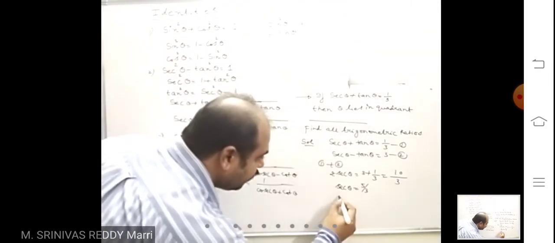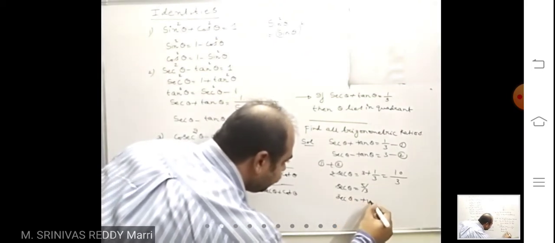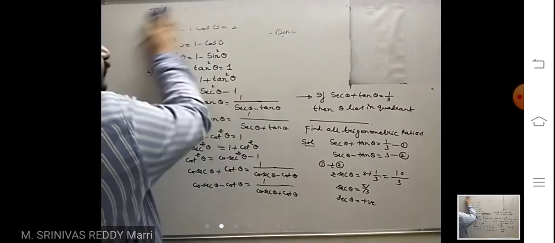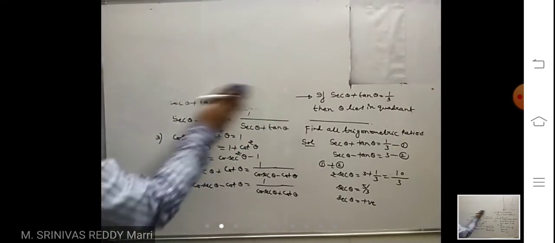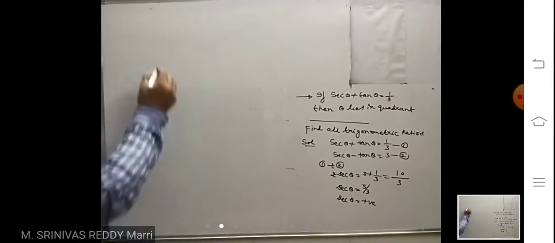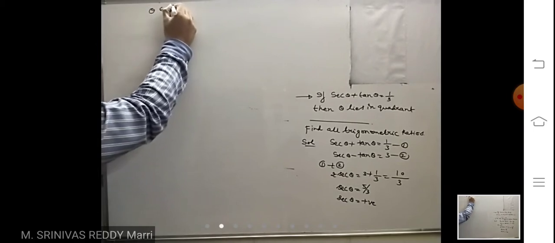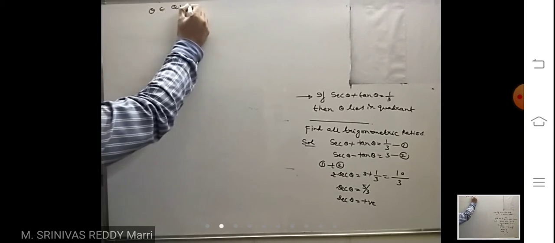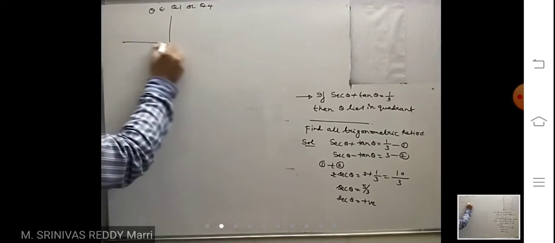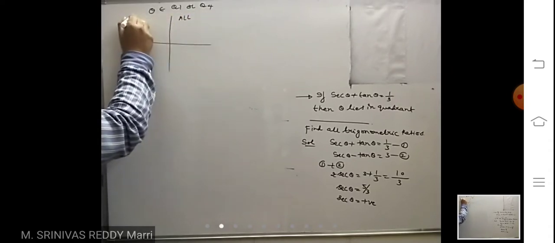So therefore, you got secant theta is positive. Secant theta is positive means theta lies in which quadrant? If you look at it, from one trigonometric ratio you can say quadrant 1 or quadrant 4. Look at it. I have told the signs already.